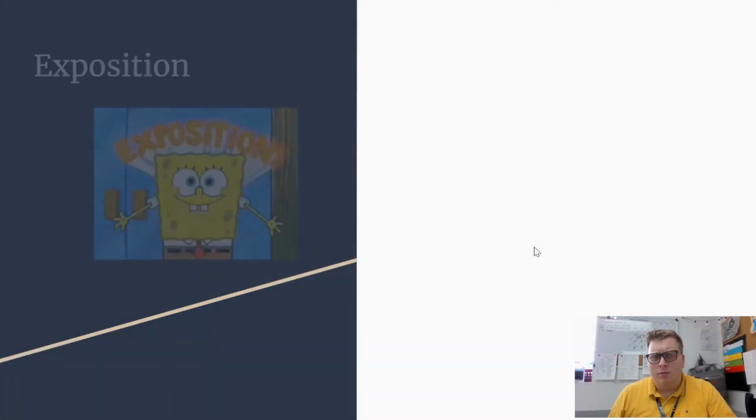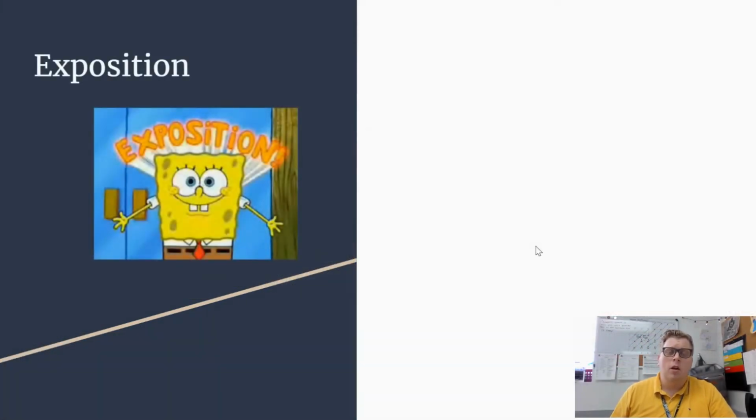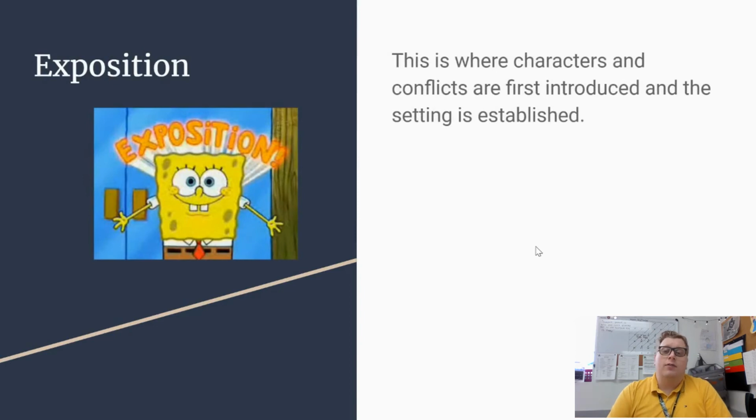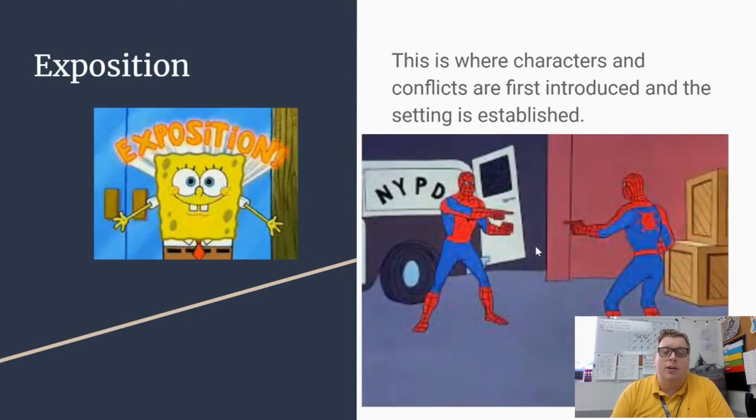The exposition, simply put, is where the characters and conflicts are first introduced and the setting is established. It's the beginning of any story. It's like when you first read a Spider-Man comic and you learn who Peter Parker is. That he's a boy who lives in New York with his aunt and uncle and gets bitten by a radioactive spider and, well, you know the rest. All that information would be found in the exposition of the story.